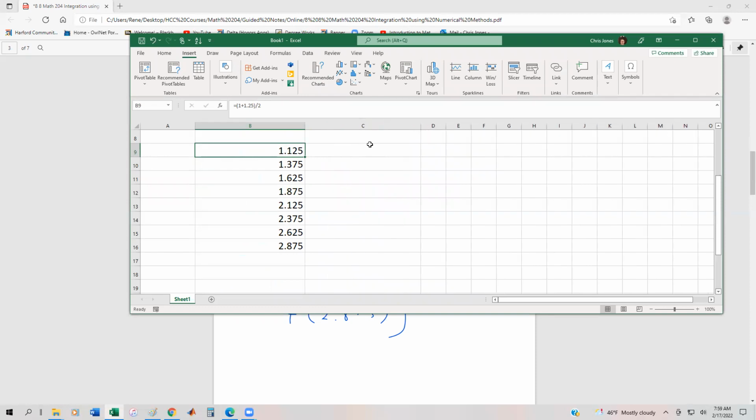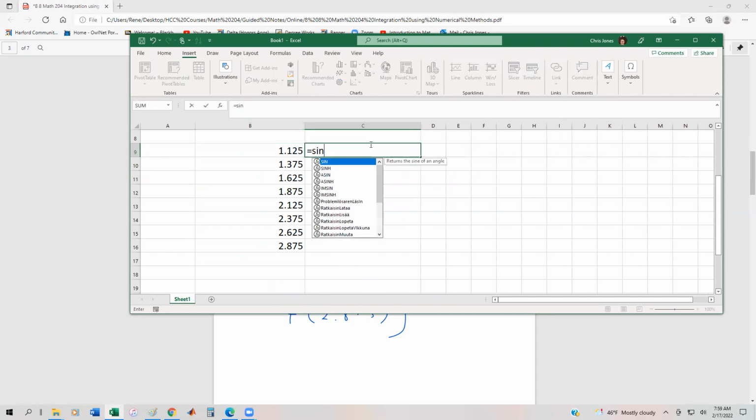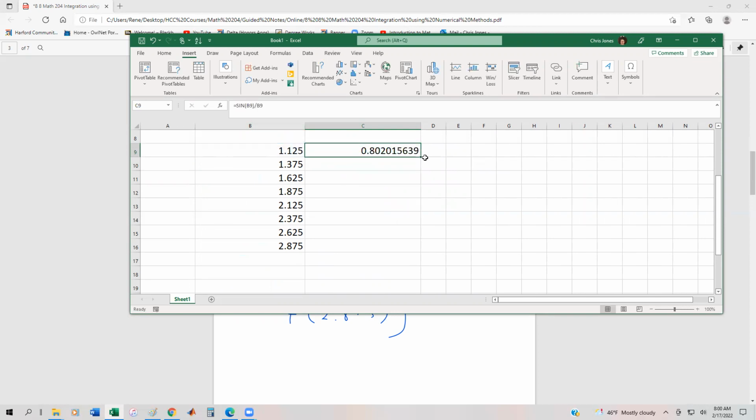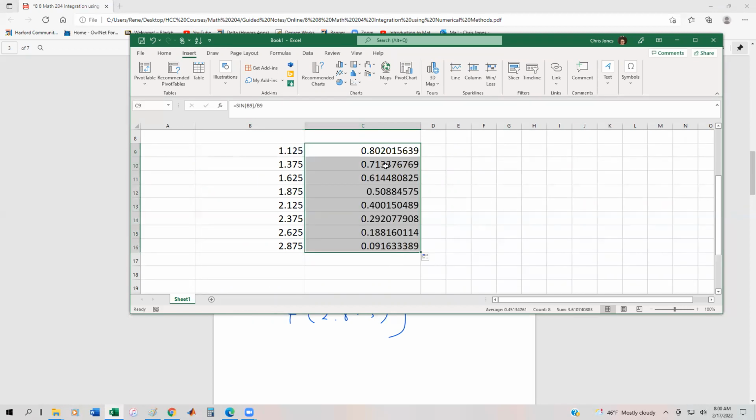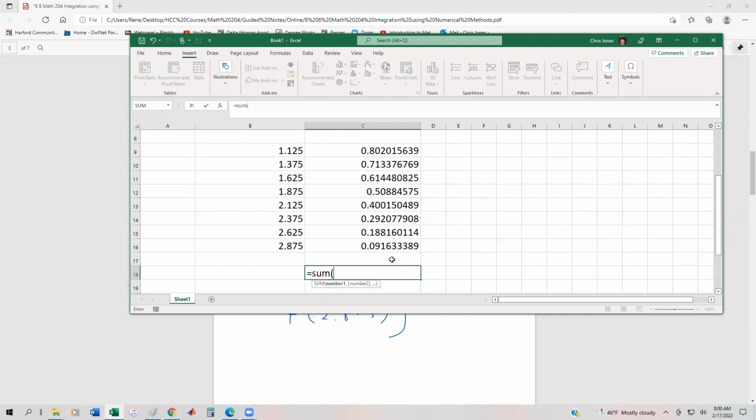Okay, so this is going to be equal to our sine of B9. B9 is the cell. We're going to divide that by B9. And then I'm just going to go ahead and drag it. And this should be all of the heights for each of those midpoints. I'm going to add those up, so we're going to use the function equals sum. We're going to add these up, and we get 3.61074.